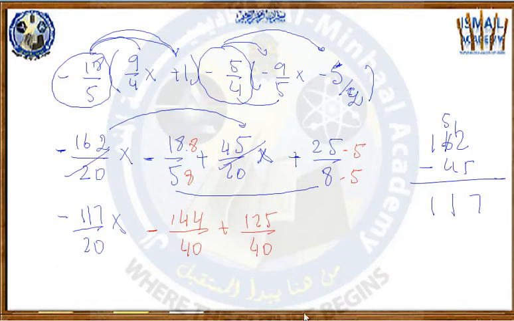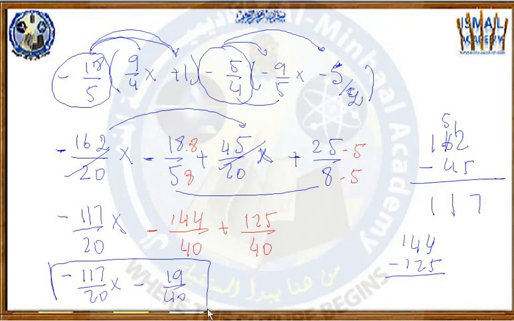144 times 20. Okay, 144 minus 125 is 19. So it's going to be minus 19. So it's going to be minus 117 over 20x minus 19 over what? Over 40. And this would be your final answer.